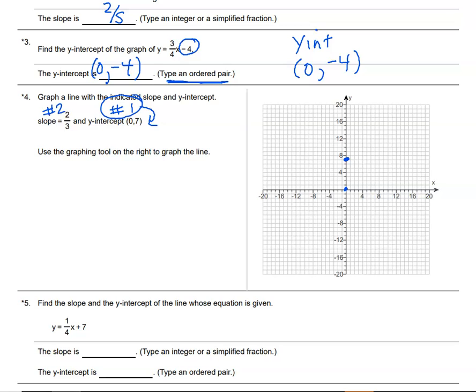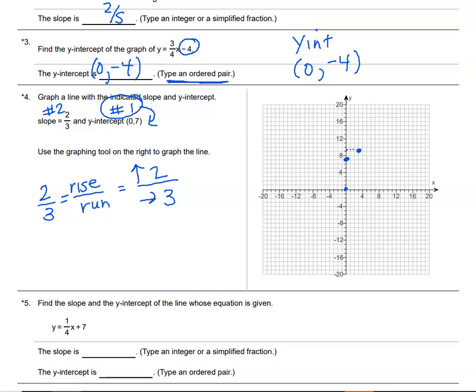Second, you do the slope. And the slope is 2/3 here, and that represents our rise over run. So in this case, since we have a positive 2, it's telling us to go up 2 and to the right 3, since it's a positive 3. If they were negative, it would be the opposite. Okay, so from 7, we're going to go up 2, so we would be at 9. And then we're going to go to the right 3, 1, 2, 3 spaces.